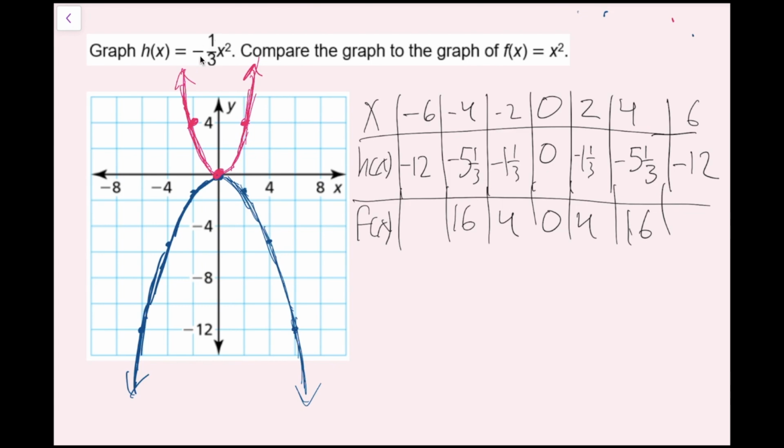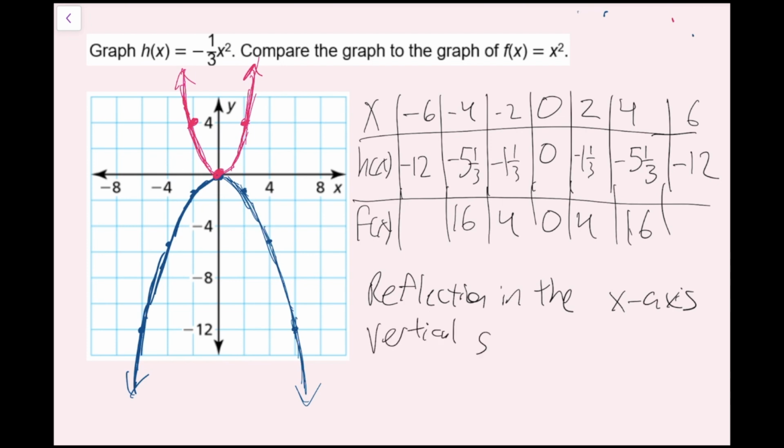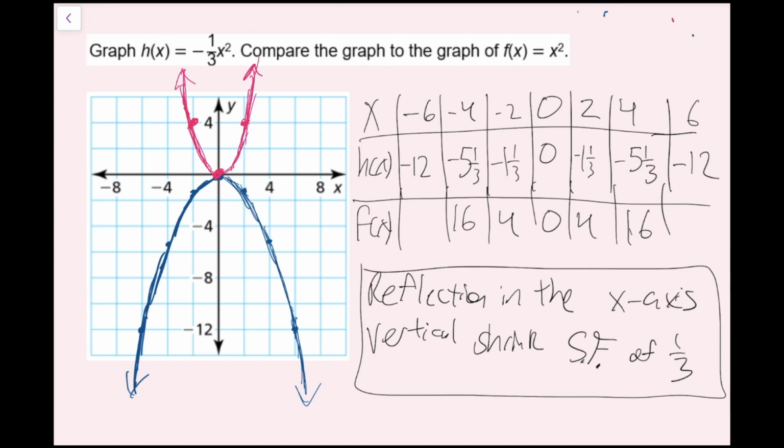And the negative sign outside means that there's going to be a reflection, and that reflection is going to be a vertical change, which means it's a reflection in the x-axis. The x-axis is acting as a mirror. So my transformations are going to be reflection in the x-axis, and then vertical shrink with a scale factor of 1/3. All right, so these are my transformations, and we've successfully graphed our functions, and now we're done with this one.